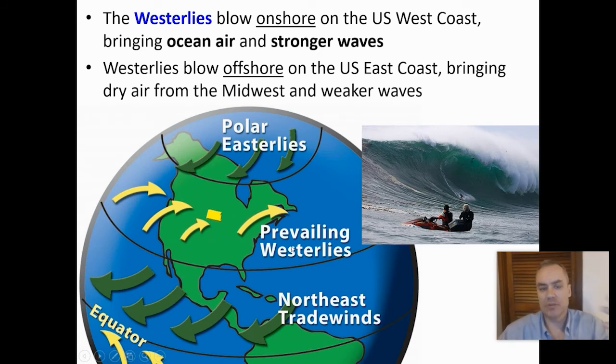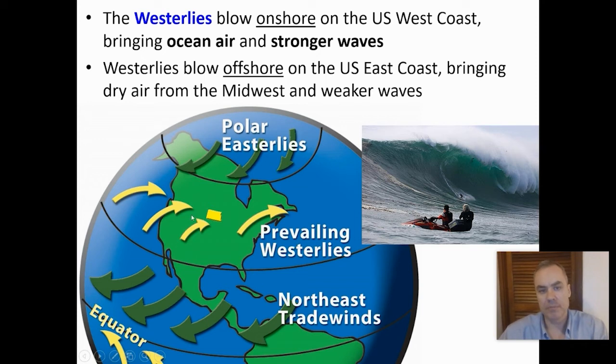The westerlies also blow onshore on the west coast and offshore on the east. We just look at the map, right? So from the west to east, that means that they're going to hit the west coast of the U.S. here, like California, onshore and coming onto the shore. But in Virginia and New York, they're going to be going offshore. And that has lots of consequences.